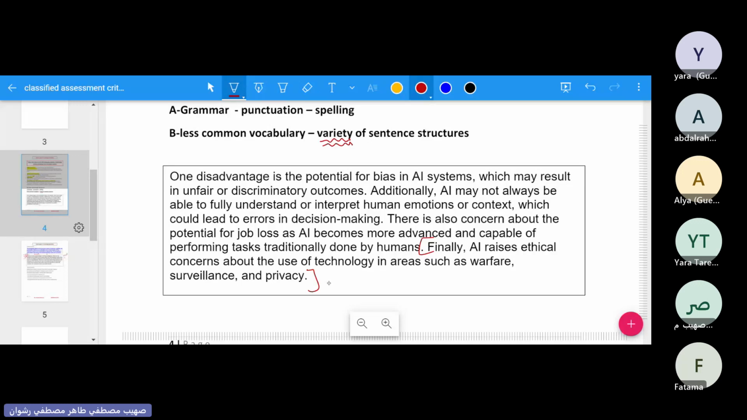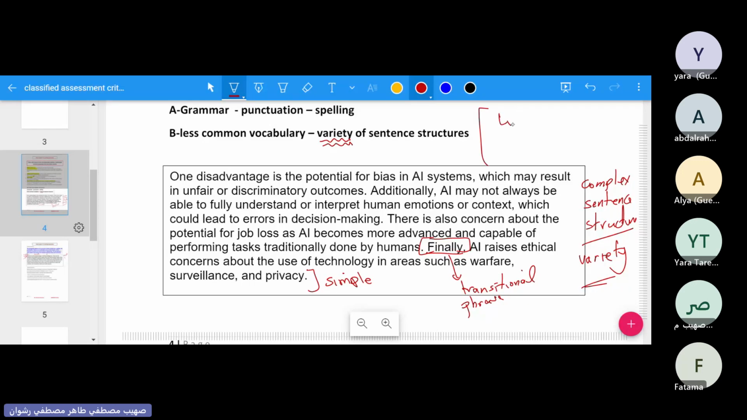What about finally? Isn't finally a subordinate conjunction? No, finally is a transitional word. Okay then, transitional phrases. So this paragraph contains what? Complex sentence structures, right? Yes. And we can say the student successfully achieves variety of sentence structures by using different forms of sentences.